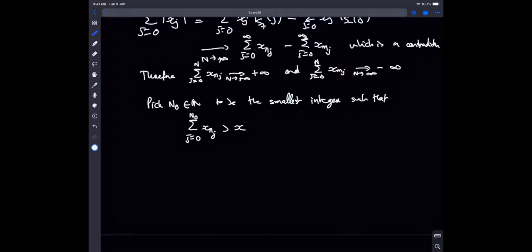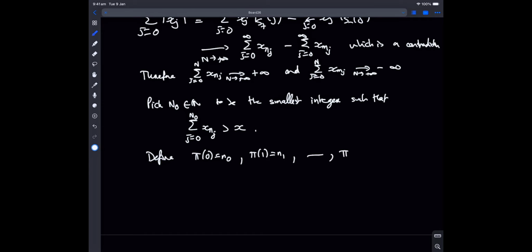And I know I'm going to get above x because the total sum of the thing is plus infinity. So I can add whatever I need to get above x. But as soon as I get above x, I stop. Okay. And then I define the first elements of my bijection. I define pi of 0 to be n_0, pi of 1 to be n_1, until pi of capital N_0, which is defined as little n of N_0.